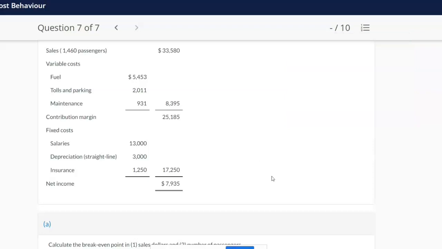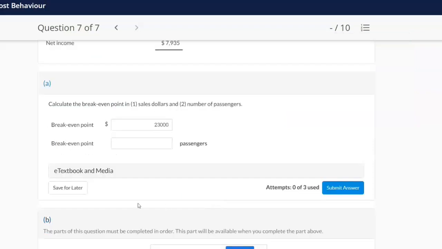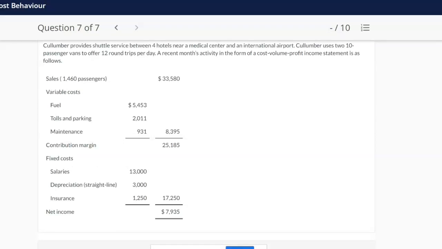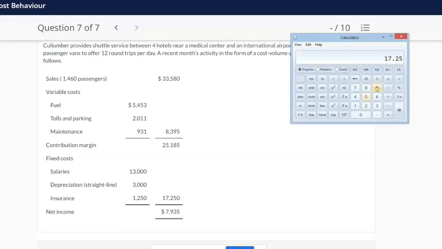Per unit. Per passenger. What is it? We need the break-even point, not the contribution. What did you get for the contribution margin per unit? It's 17.25. Okay, that's the contribution margin for each passenger. So how many do I need to break even? Divide the fixed costs by the contribution margin per unit, 17.25.